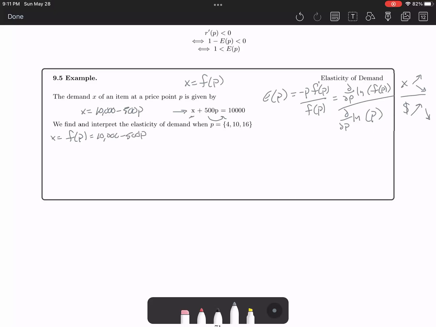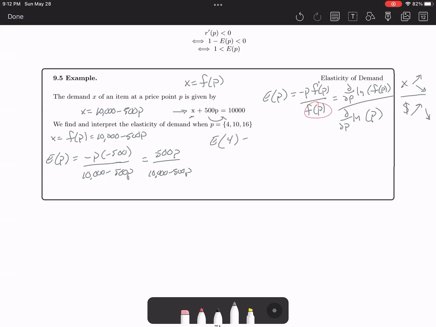F of P is 10,000 minus 500P. Our elasticity of demand is then minus P times F prime of P. So what's the derivative of F of P? It's minus 500, divided by F of P, 10,000 minus 500P. Okay, our numerator becomes 500P over 10,000 minus 500P. So if we evaluate our elasticity at the price point of 4, we get 0.25, or 1 over 4.